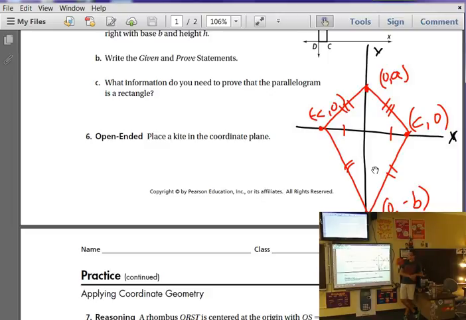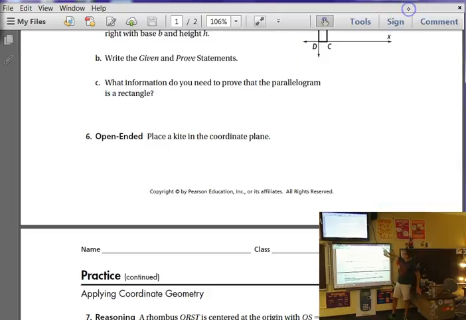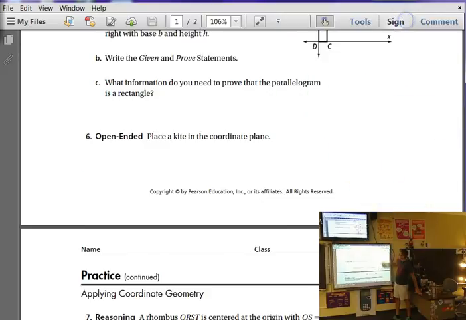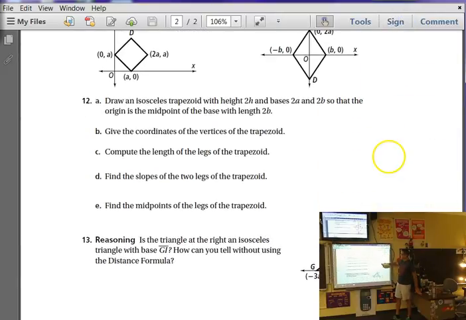Other questions from this one? Sorry, I said I'd go around the room. Caleb. I had a question on 12C. All of 12? Probably can. Draw an isosceles trapezoid with height 2h, bases 2a, 2b. Let me zoom in a bit.